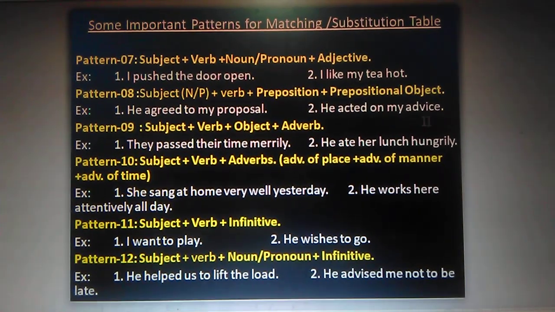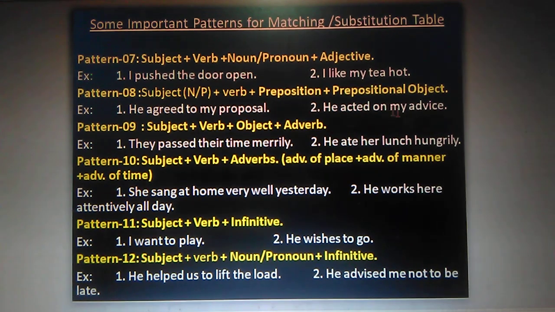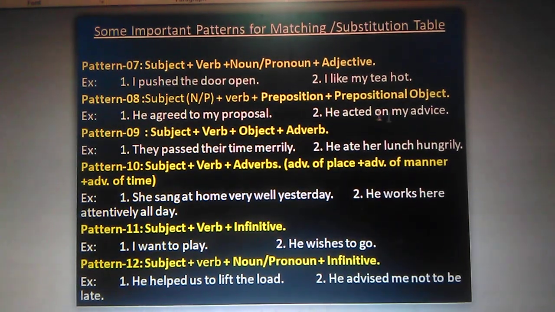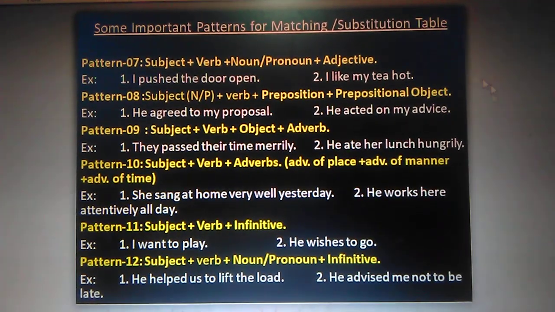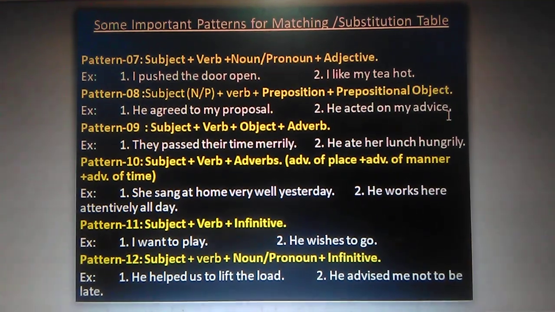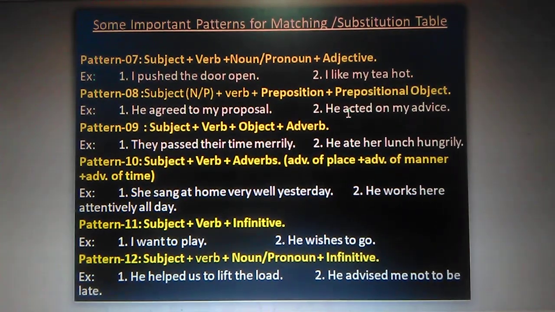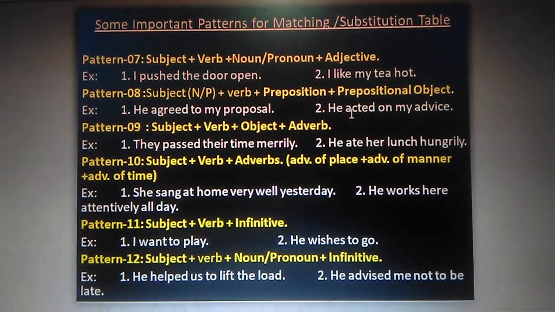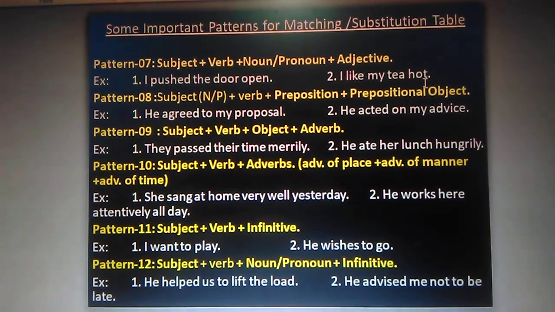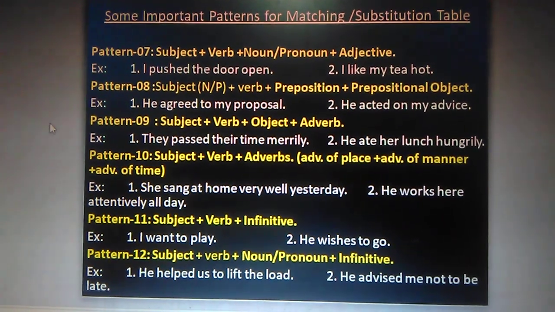He acted on my advice. Here 'on' is the preposition, then my advice is the object. That is why it is a prepositional object. I told you most of the time this preposition is the appropriate preposition. So if after this preposition any object comes, this is called the prepositional object.